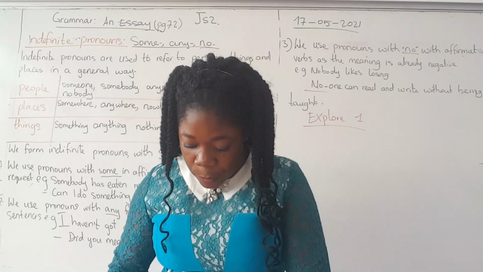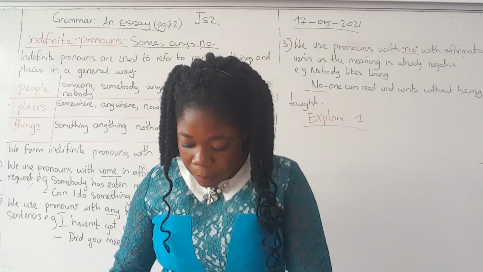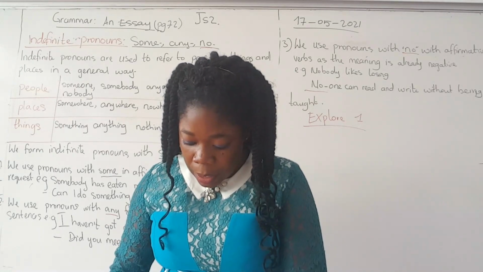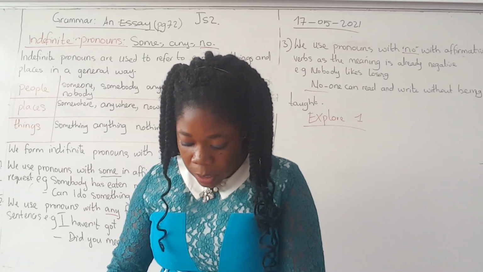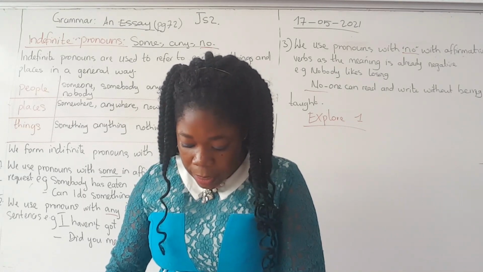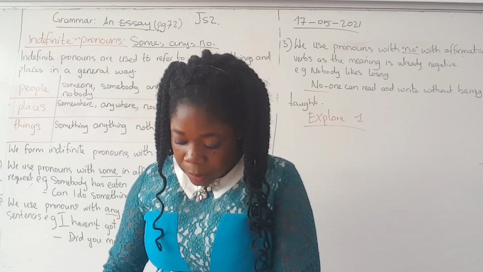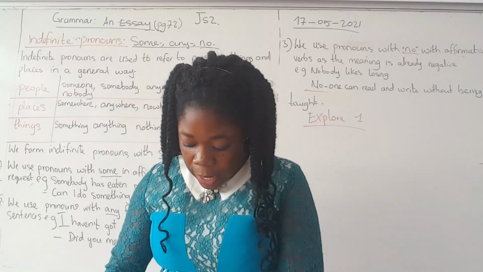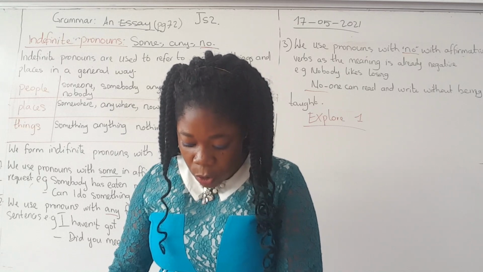Indefinite pronouns: we have somebody, someone, something. Indefinite pronouns with some is complete. Now let's go to any. We have anybody, anyone, and anything. Number 1 is a dash. We have no one there. So that dash, we are supposed to fill it with nobody. No, it should be nobody, no one.